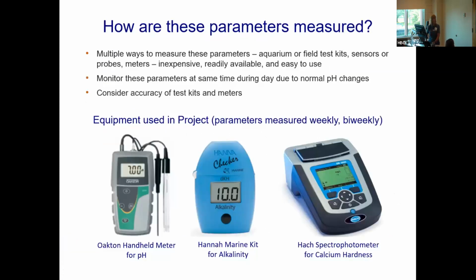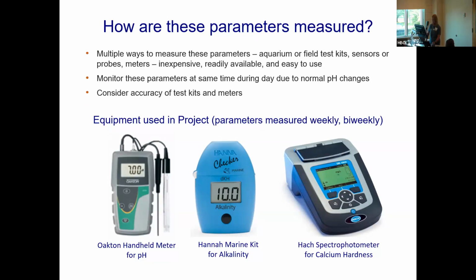So there's multiple ways to measure these parameters. You've got aquarium and field test kits, sensors, probes, meters. They're inexpensive, readily available, and very easy to use. But you do want to monitor these parameters at the same time during the day due to those normal pH changes we just talked about. You do want to consider the accuracy of these test kits and meters.